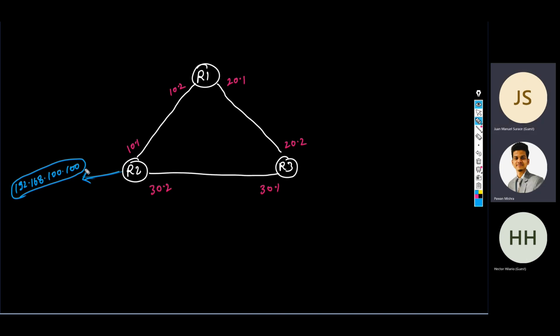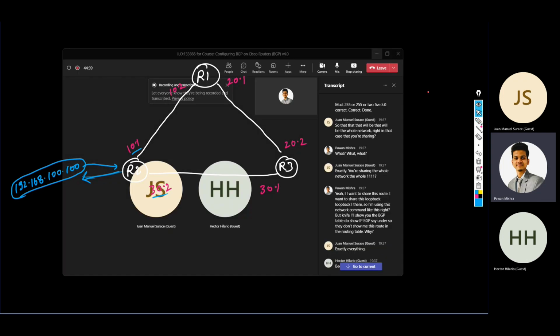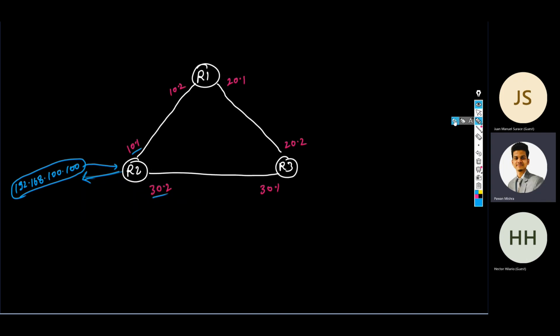So R2 router will check: do we have any 100.100 IP here on the R2 router? No, we don't have. So what will this R2 router do? This R2 router will forward this packet to where? To R1, correct? Now R1 will receive this packet.